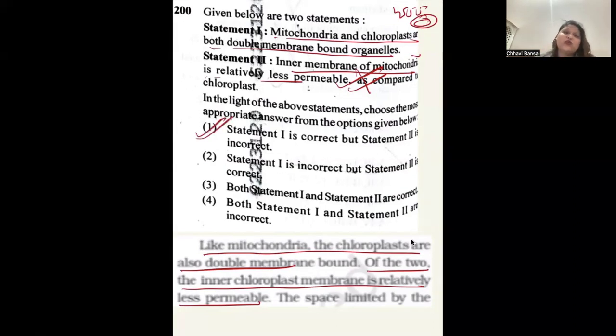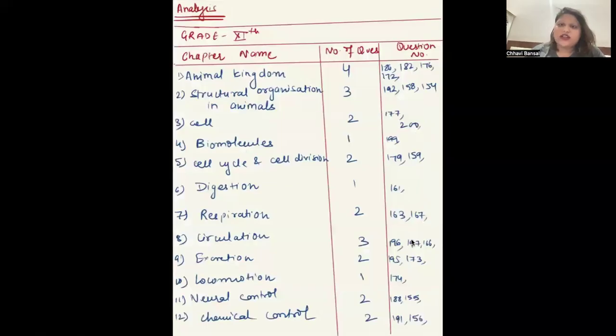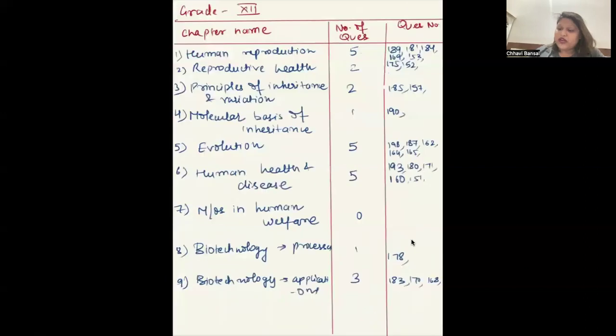So guys, these were the 50 questions from zoology. And I think each and every question has been marked and taken from NCERT. And we have dealt with each and every question in much detail. Now, the last part is the analysis, which tells how many questions come from each chapter and what the question numbers are according to the paper that I have taken. So basically, Animal Kingdom got the maximum number of questions, then structural organization and circulation. And then the rest of the chapters had either 1 or 2 questions. This is from grade 11.